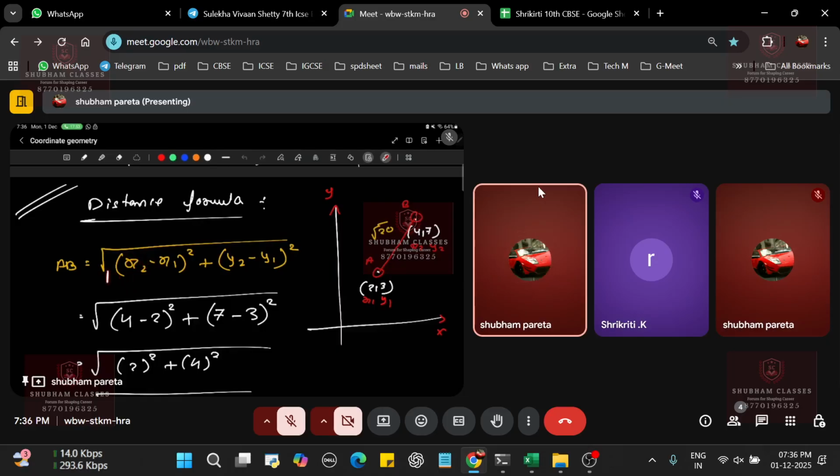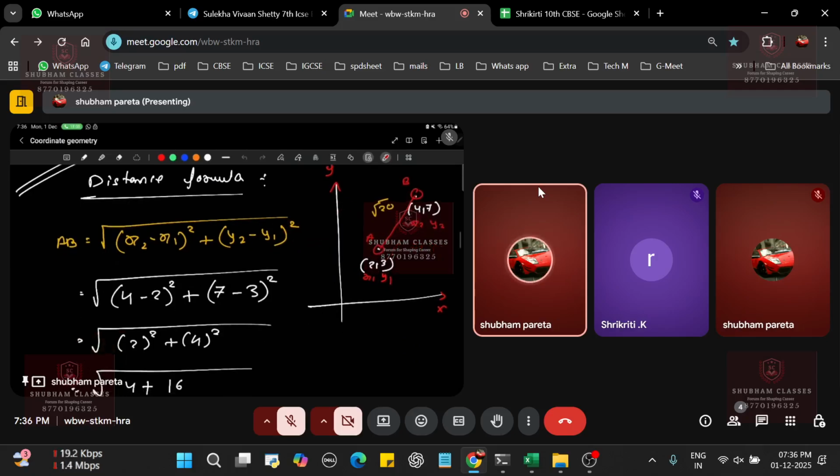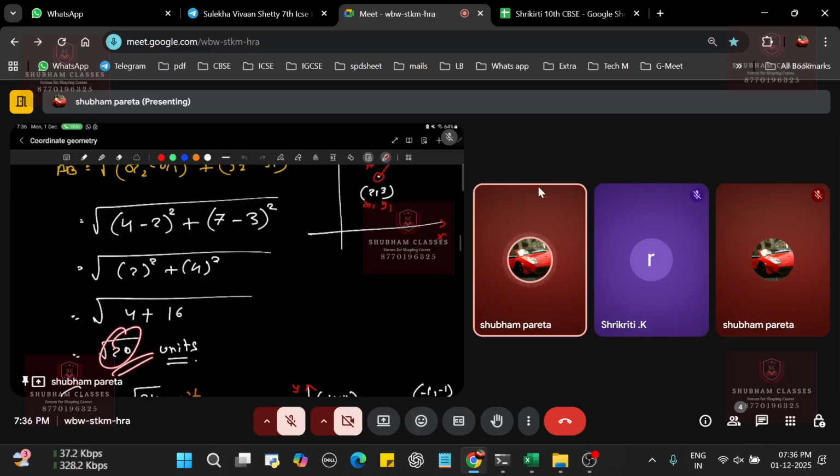The formula is under root of (x2 minus x1) whole square plus (y2 minus y1) whole square. Just simply put the values x1, y1, x2, y2, then you will get the answer. Okay.